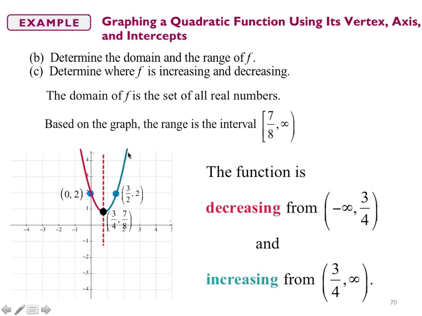Increasing is going to be this green portion here where we have something that's going upwards, and that's going to happen all the way from 3/4 to infinity, and we're talking about x values here. And then decreasing is this red portion, and that starts over at negative infinity and continues all the way until we get to 3/4. Now, one important thing is that when you're giving increasing and decreasing intervals, you put parentheses, not brackets, because when we're talking about increasing and decreasing, it never includes actual points. It should always be parentheses, not brackets.